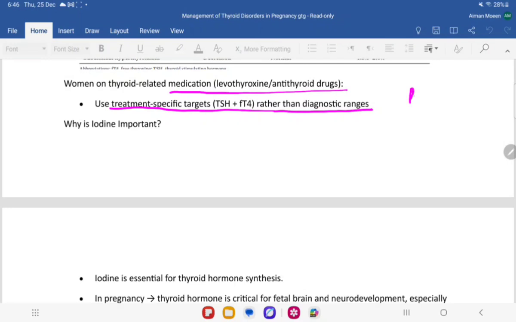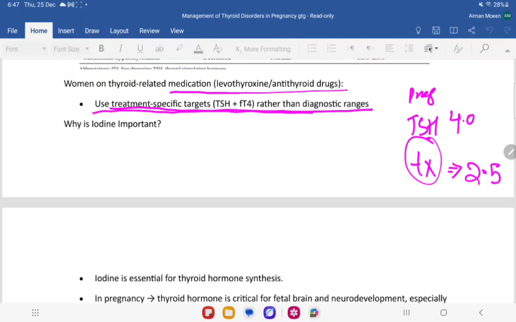So it means for diagnosis in pregnancy, the upper limit of TSH is 4. But for treatment, okay, you should keep the TSH below 2.5. So that's why in the guideline they say if a woman is already on medication like levothyroxine or antithyroid drugs, then you should use the treatment specific targets rather than the diagnostic one.